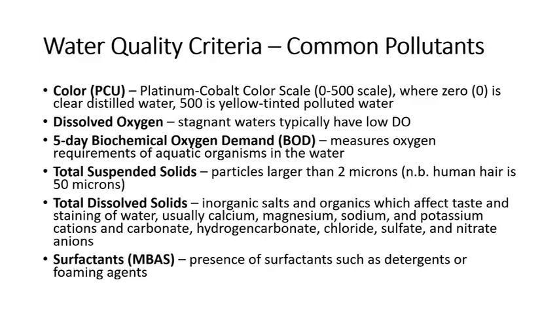Color, or PCU, is the platinum cobalt color scale, which ranges from 0 to 500, where 0 is clear distilled water and 500 is yellow-tinted polluted water. So 500 is yellow, 0 is clear. Dissolved oxygen: typically you get low dissolved oxygen in stagnant or non-moving waters. The next is your 5-day biochemical oxygen demand, or BOD.